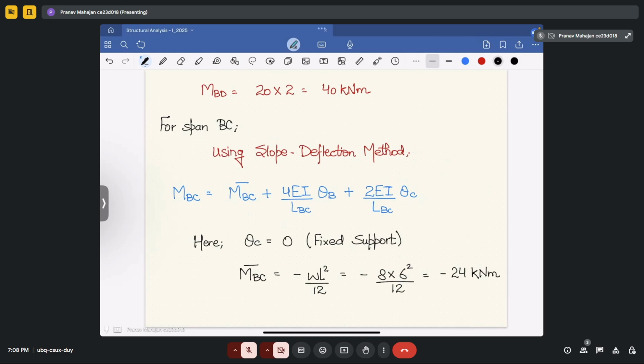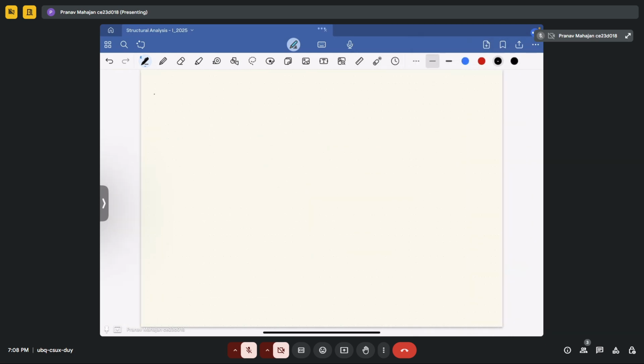So now substitute all the values in MBC. This implies your MBC will be equal to minus 24 plus 4EI upon LBC, that is 6, into theta B. And that will become equal to minus 24 plus 2 by 3 into EI theta B.